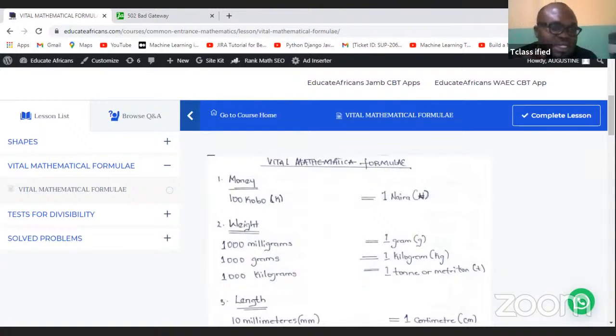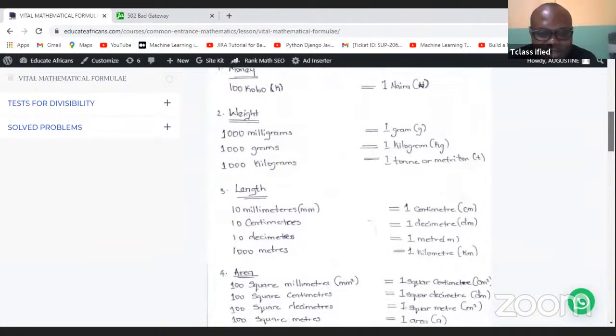So Mona, I want you to understand that 100 kobo is equivalent to 1 naira. Are you aware? Yes, sir. Okay. I also want you to understand that 1,000 milligrams is equal to 1 gram. So when we're talking about milli, we're talking about 1,000. So 1,000 milligrams is equal to 1 gram, whereas 1,000 grams is equivalent to 1 kilogram, and 1,000 kilograms is equivalent to 1 ton. Can you understand that? I can. Okay, so we're going to move a little bit forward.